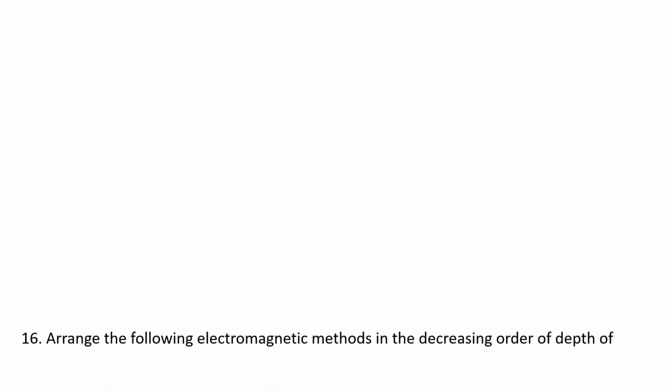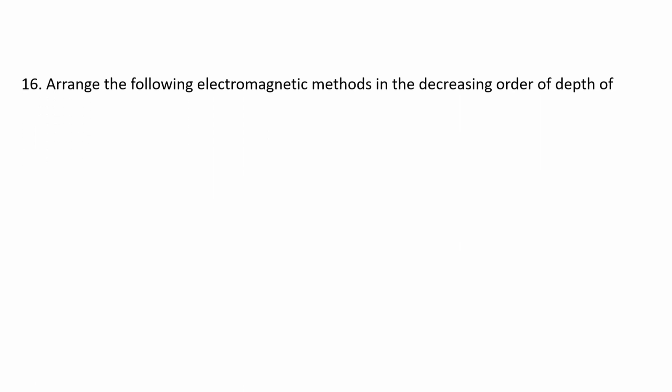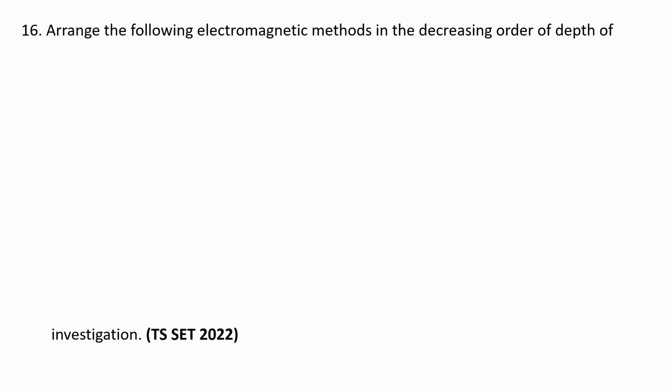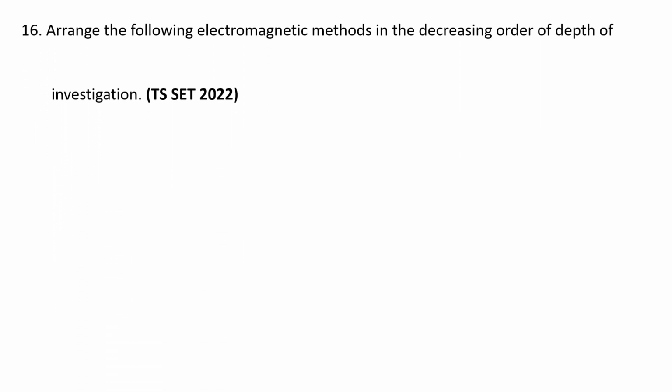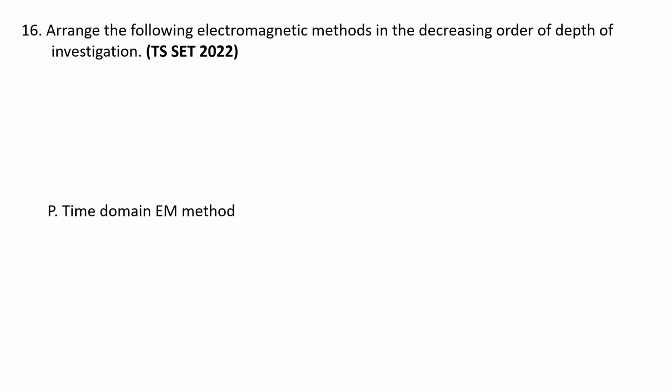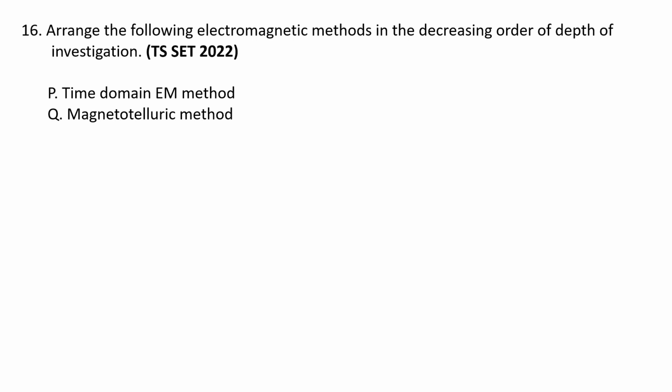Next question. Arrange the following electromagnetic methods in the decreasing order of the depth of investigation. So here P, Q, R, S are given: P, time domain electromagnetic method, Q, magnetotelluric method, R, VLF method, and S, ground penetrating radar method. So here all these 4 methods are given. So we have to arrange the following electromagnetic methods in the decreasing order of the depth of investigation.